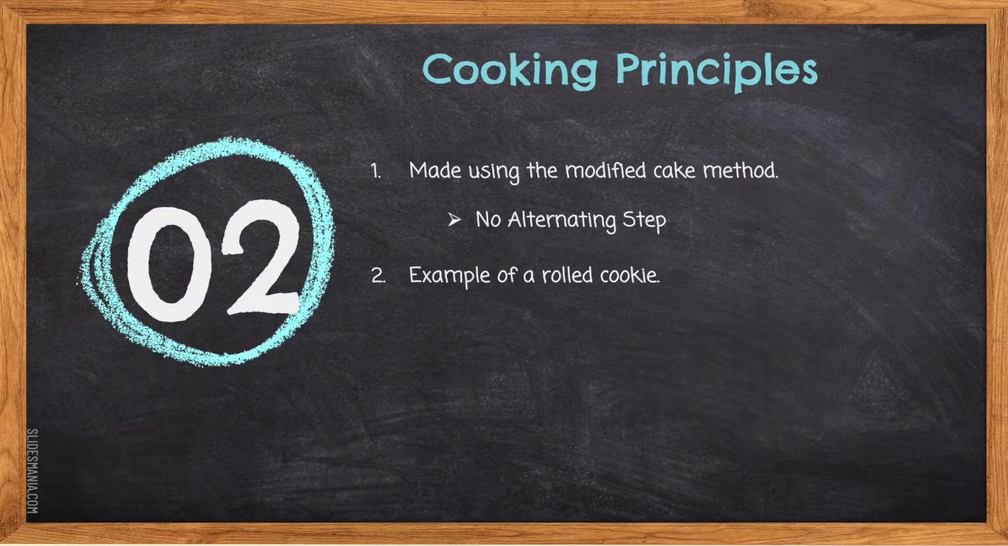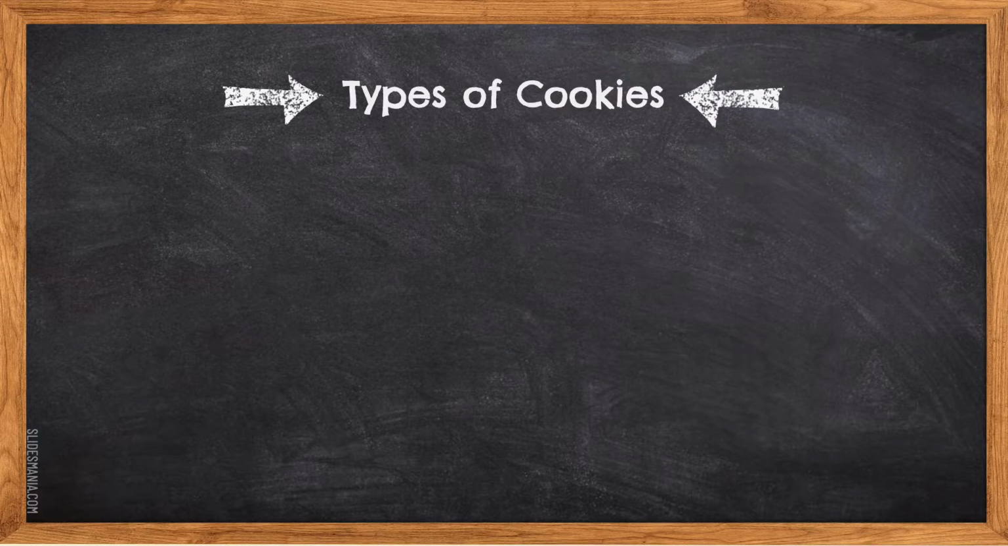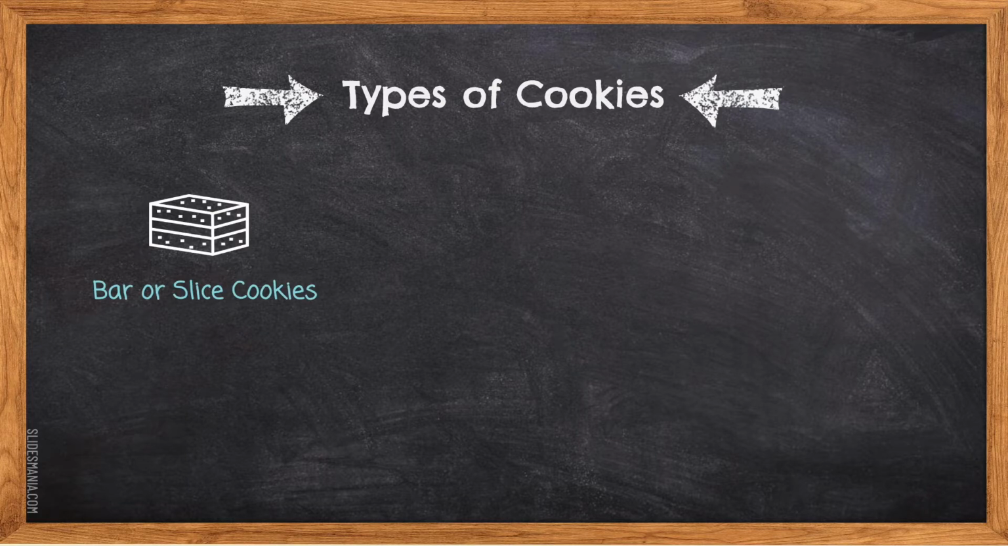Cooking principle number 2. Example of a rolled cookie. Cookies are classified according to the way they are formed. There are 6 types of cookies. 1. Bar or sliced cookies are made in a rectangular cake pan and sliced into pieces after they are baked. Some bar cookie examples would be a brownie, a blondie, or even the classic Canadian example of the Nanaimo bar.